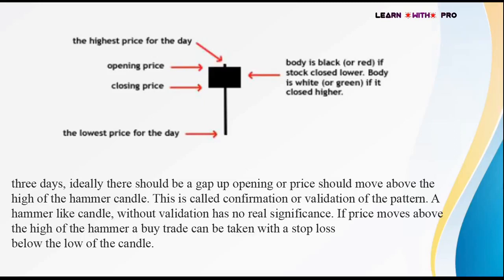Now, to identify a hammer, the down wick or the down shadow will be twice the body. This is the body. The body contains the opening and the closing price. The down wick will be twice the body. If we put another body here and another body, you see that this length is longer than it. That's how to identify a hammer.